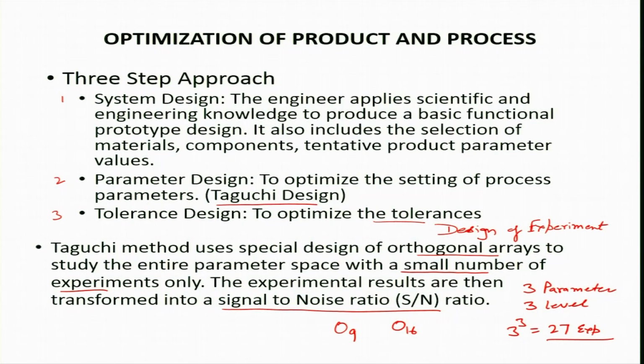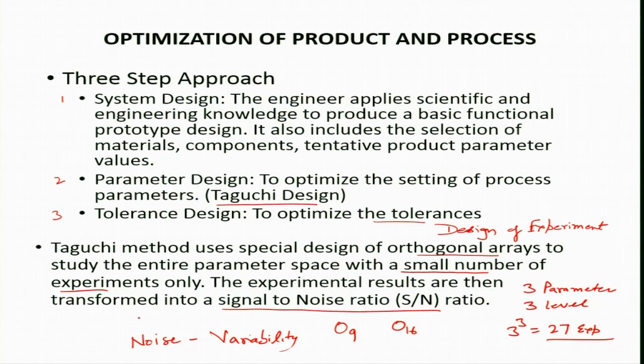The experiment results are then transferred into a signal to noise ratio also. We can find out how much is the disturbance, how much is the noise in the given system. That will lead to the robust design. The less the noise, the more the signal, the better is the performance. Noise is nothing but variability in the performance.